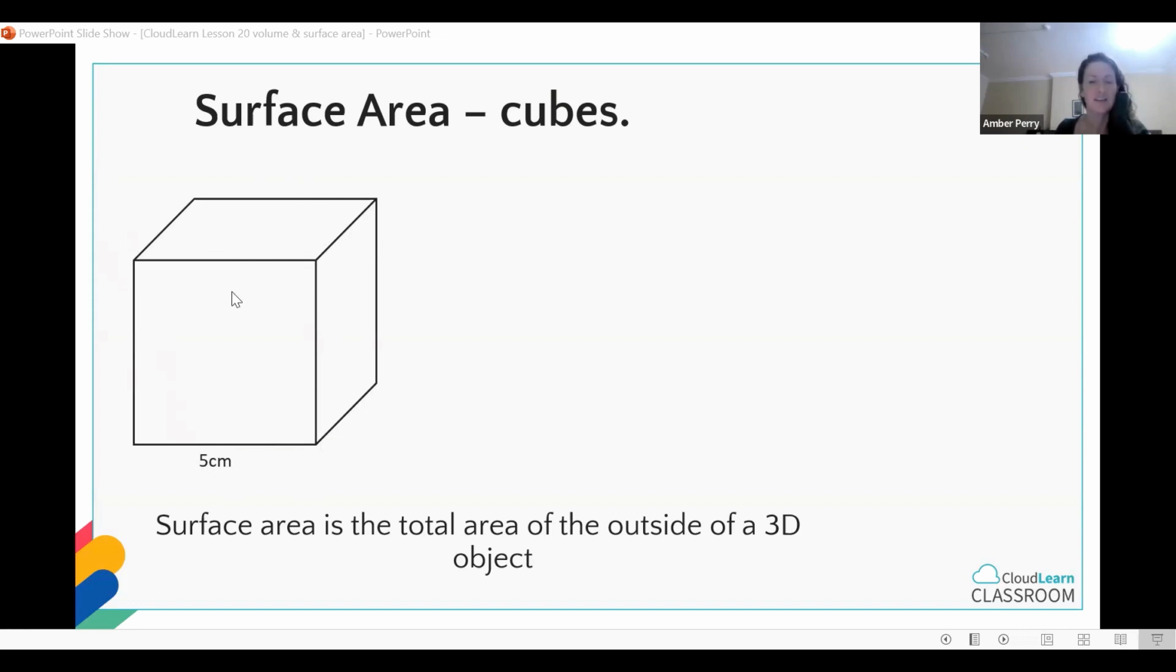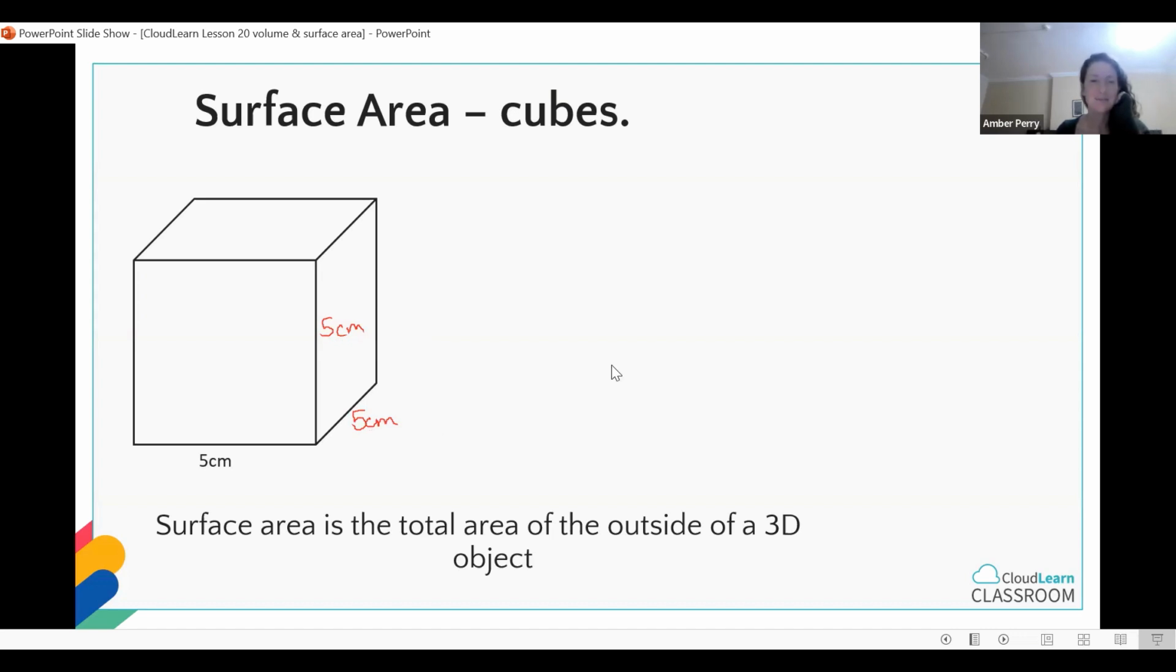So with surface area, it's all about knowing what faces make up that 3D shape. This particular cube is made up of a square here that's going to be 5 centimeters. And we know because it's a cube that they are all the same. So I could go ahead and write 5 centimeters in there. And I could write 5 centimeters here as well. So I know that this cube is 5 by 5 by 5.